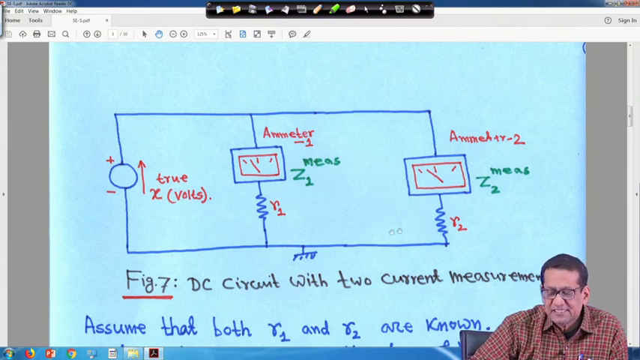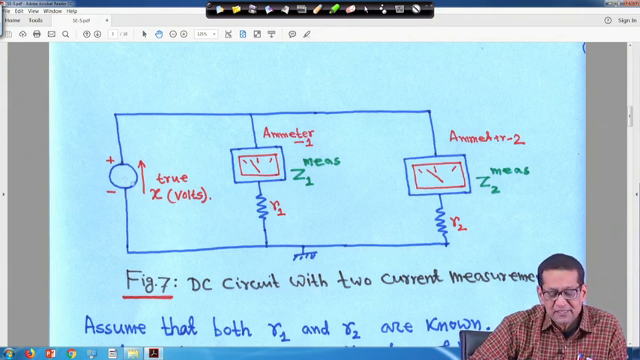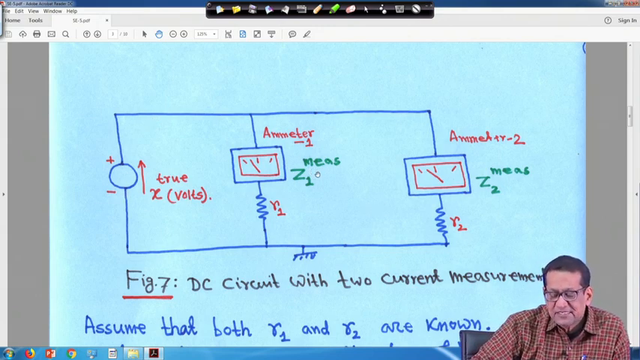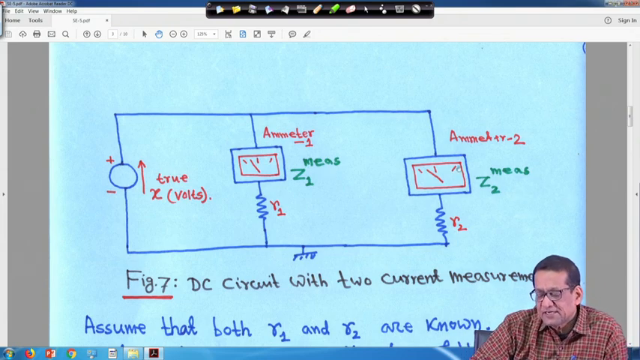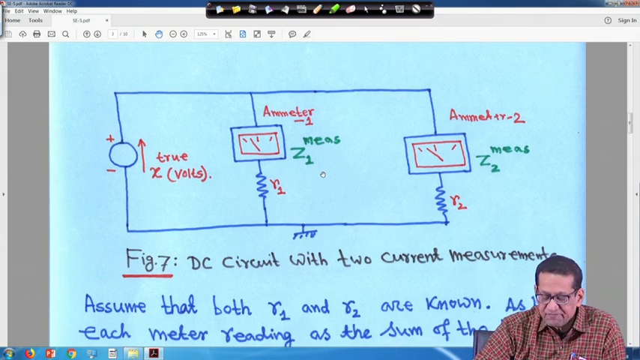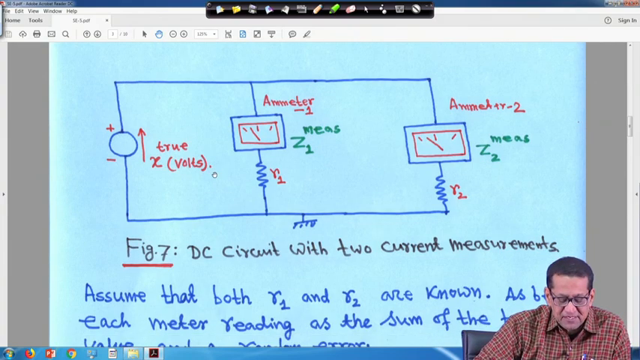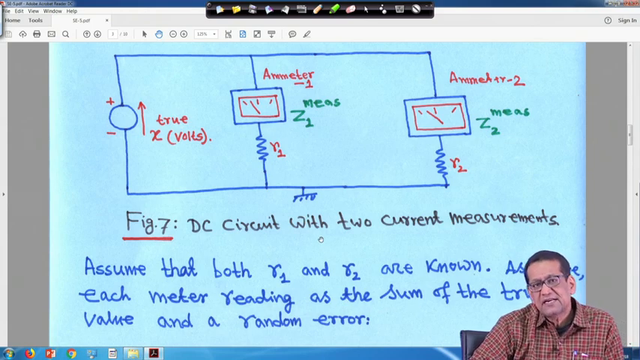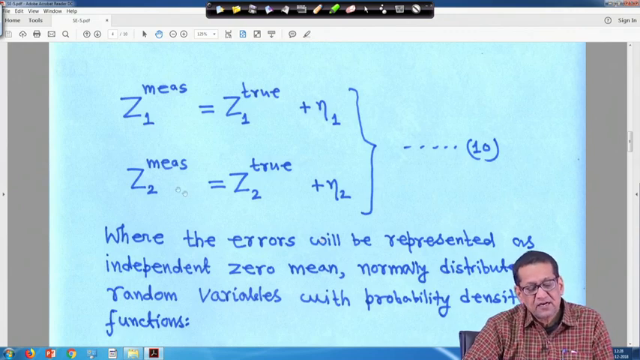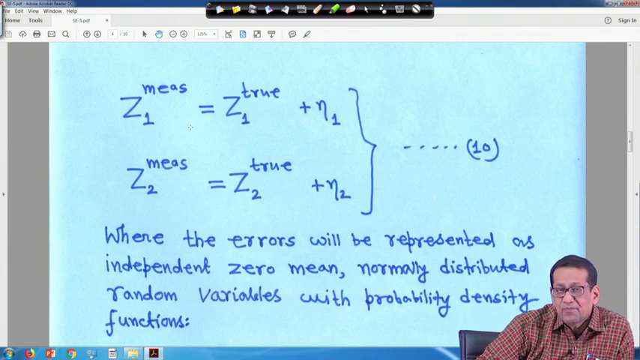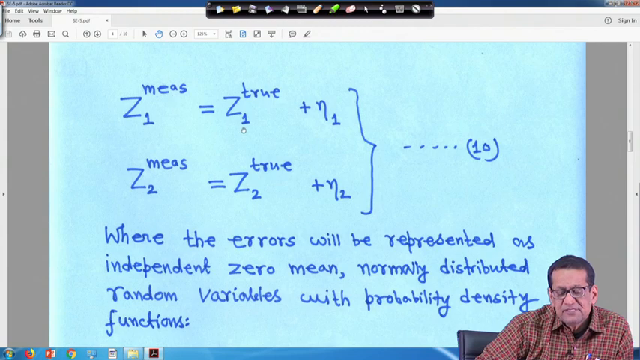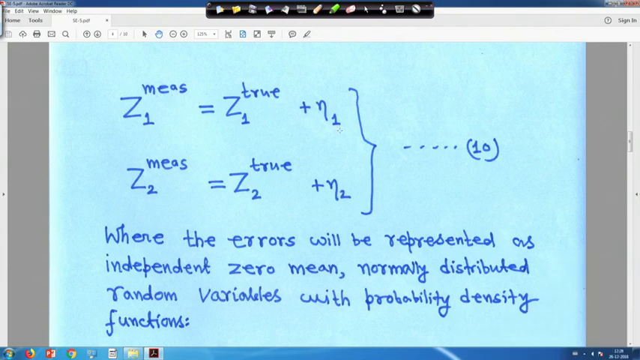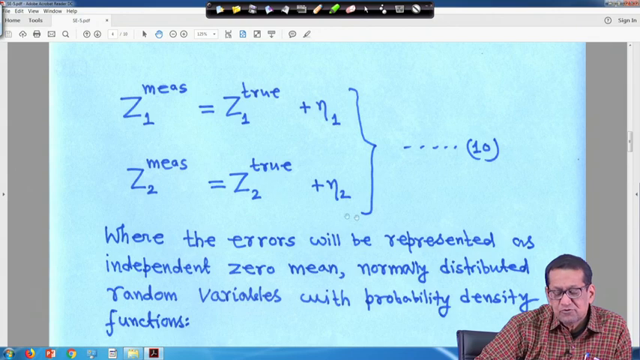So, it is a simple parallel circuit. 2 resistors are connected in parallel, and across them a voltage source is there. That means all 3 quantities are in parallel, and these 2 ammeters measure Z1 measure and Z2 measure, the current flowing through them. So, it is a simple DC circuit. Now, assume that both R1 and R2 are known as before, with each meter reading being the sum of the true value and a random error. From the same procedure, Z1 measure will be equal to Z1 true plus zeta 1, and Z2 measure will be Z2 true plus zeta 2.